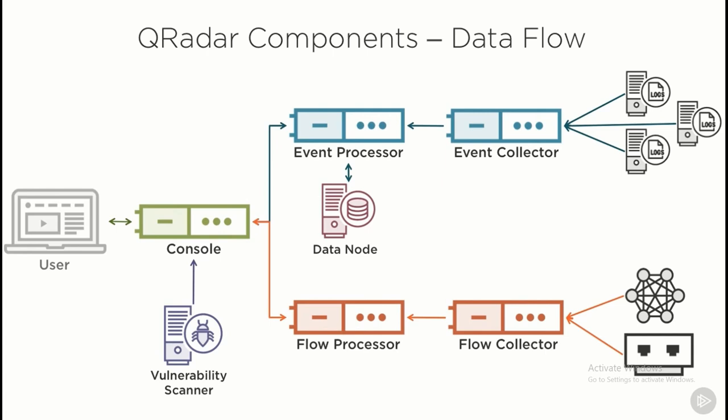Now we know how the information flows. Let's see what happens when a user does a query on the console, requesting all the logs and flows from a specific IP for the last two weeks. The console requests the event processor and the flow processor for the information. Then both processors prepare the information and send it back to the console, which prepares the data to present to the user in the web interface.